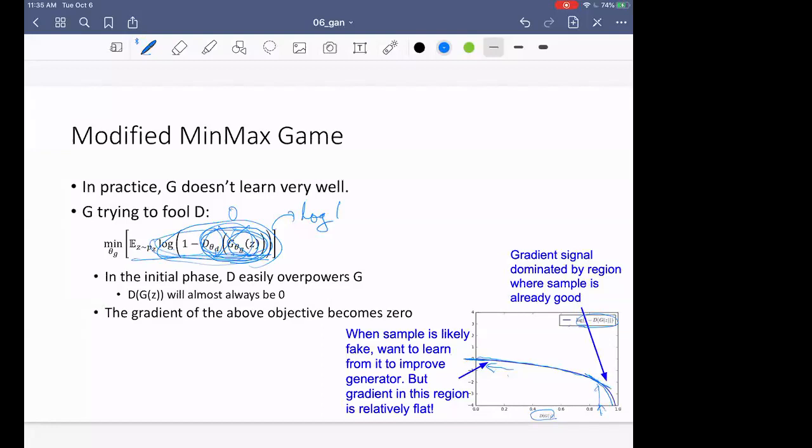But if DG(Z) focuses on the 0 here, then your gradients will be very flat, and then your parameters won't be updating very well. I mean, the theta G parameter won't be updated very well. So that's the problem of using the original formulation.